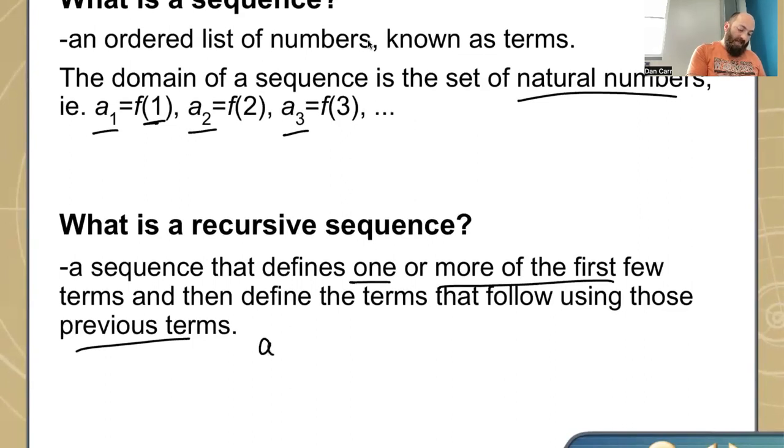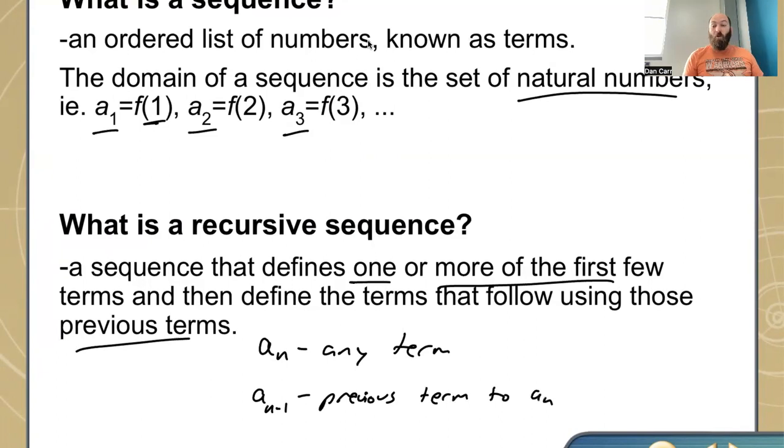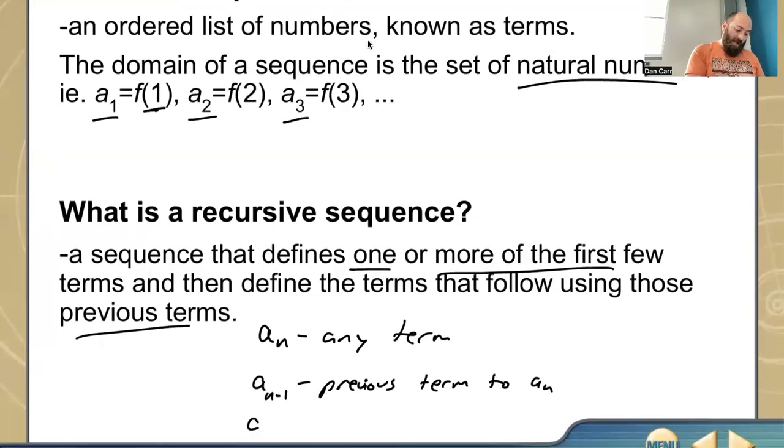If I refer to just any term in the sequence, I'm going to call it a sub n. A sub 1 is the first term, a sub 2 is the second, and so on, but a sub n is any term. If I want to refer to a previous term, the term right before a sub n, that is a sub n minus 1. That is the previous term to a sub n. If I want to keep going back two terms before that, that'd be a sub n minus 2, or however many spots I want to go. Now remember, these are referring to positions in comparison to n.